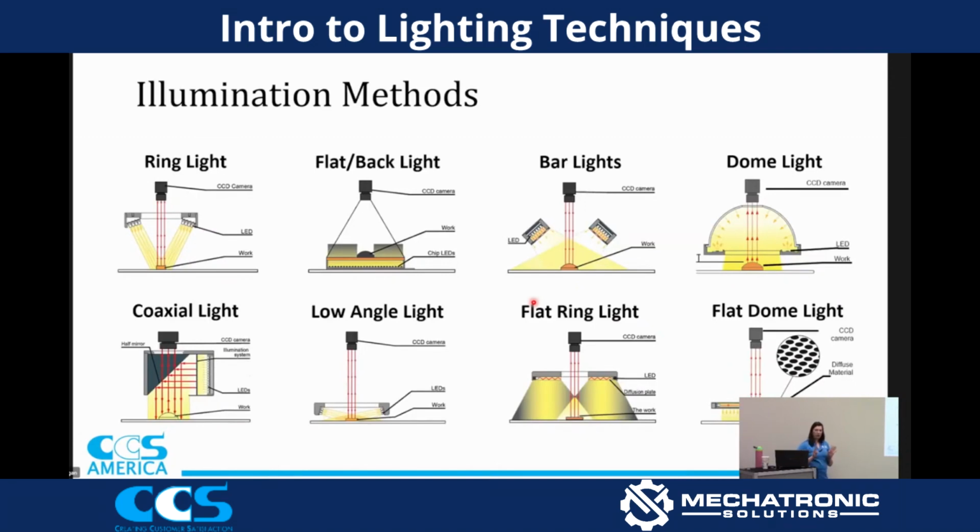Also, there are eight different kinds of machine vision lights. If you look at our catalog, it's this thick. There are so many different kinds of lights and different profiles, but most of them can be broken down into these eight categories. They just have slight differences between them. So there's ring lights, backlights, bar lights, dome lights, coaxial, low angle, a flat ring light, and a flat dome light. That encompasses our whole catalog. It's just different variations of these types of profiles.